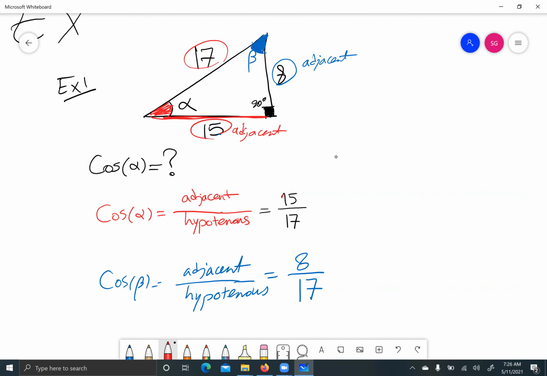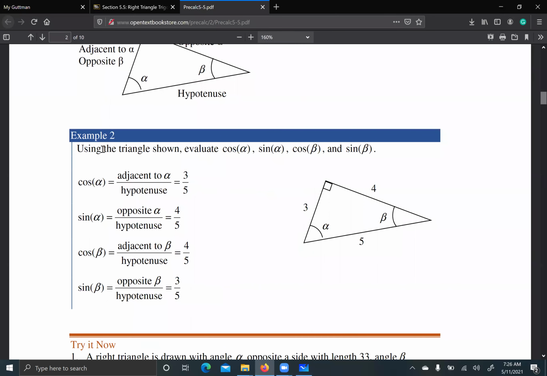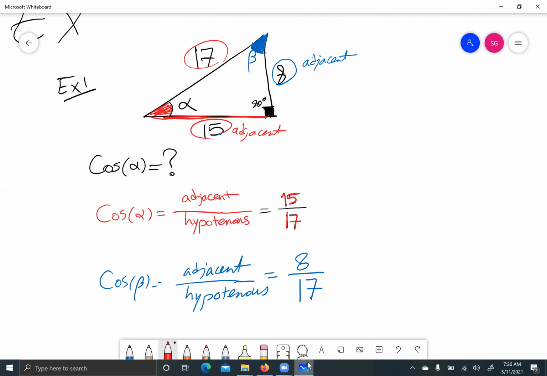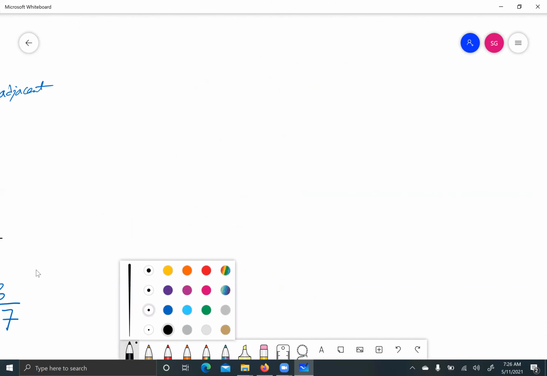So for alpha, cosine is 15 divided by 17. But for beta, because the adjacent is going to be 8, it's going to be 8 over 17. For example, it says use the triangle shown and find cosine and sine of alpha and beta. Okay, let's do this. It's a good practice, like a warm up.